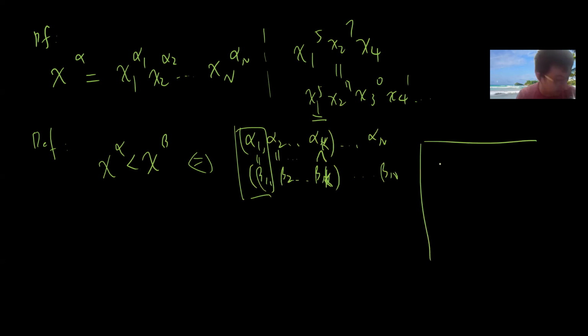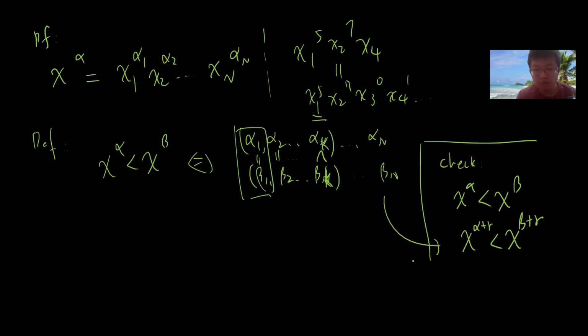Okay, and you can easily check that if x^alpha is less than x^beta, then x^(alpha plus gamma) will be less than x^(beta plus gamma) by definition.